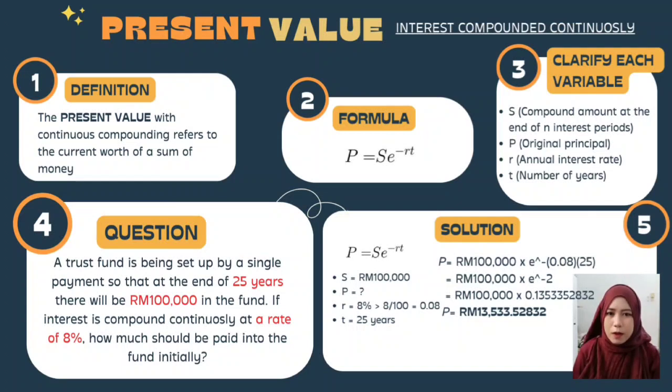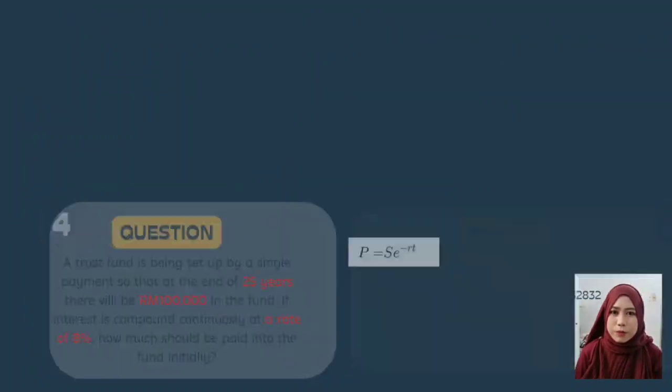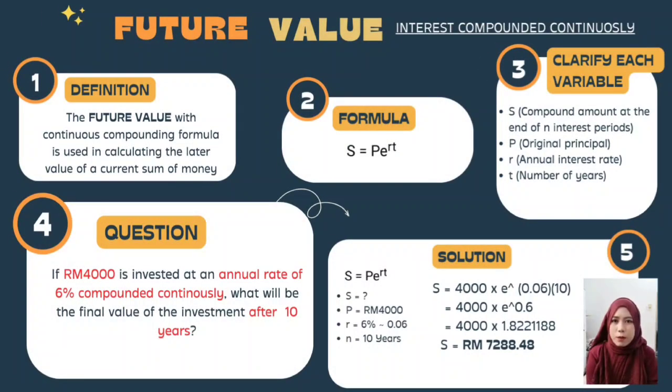We want to find P. R is 8%, which is 8 divided by 100, so we get 0.08, and T is 25 years. We will use the formula Rm 100,000 multiplied by e to the power of negative 0.08 multiplied by 25. We will get 100,000 multiplied by e to the power of negative 2, which is 100,000 multiplied by 0.135335232, and the answer will be Rm 13,533.52832.